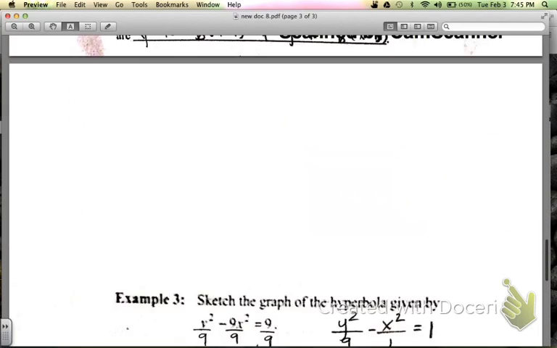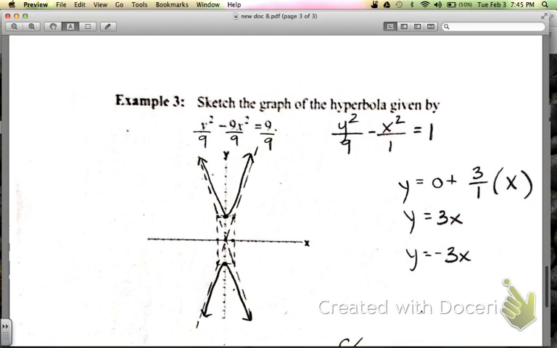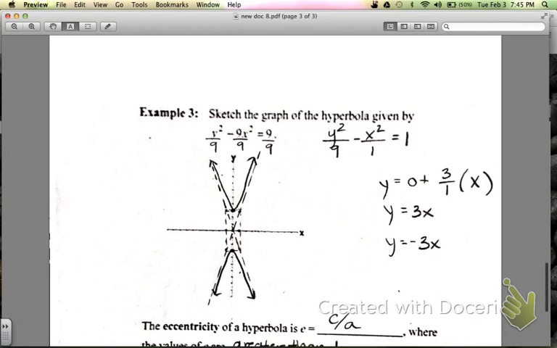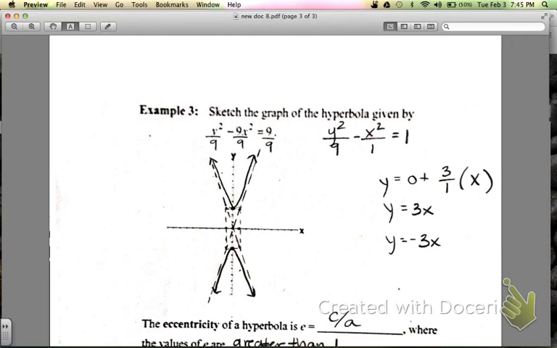Alright, and last but not least, sketch the graph of a hyperbola given the equation y squared minus 9x squared equals 9. Again, that's supposed to be a 1 on the right hand side, so I can divide everything by 9. And y squared over 9 minus x squared over 1 equals 1. So therefore, a must be 3. So you can go up 3 and down 3 on the y-axis since it's underneath y. And x must have a b down here, which is 1, so you can go left and right 1.